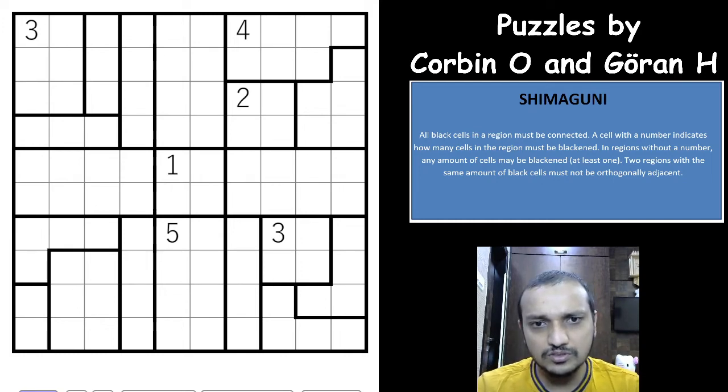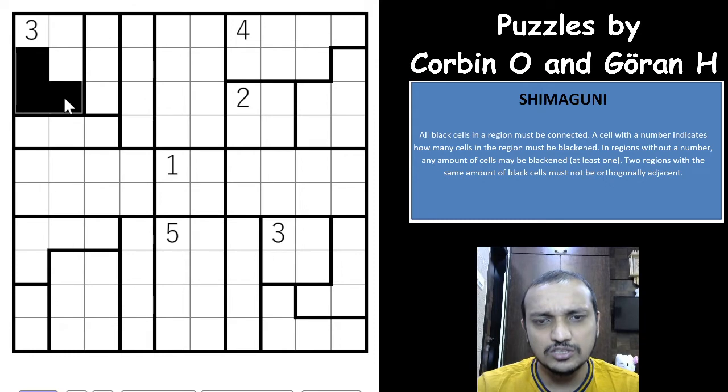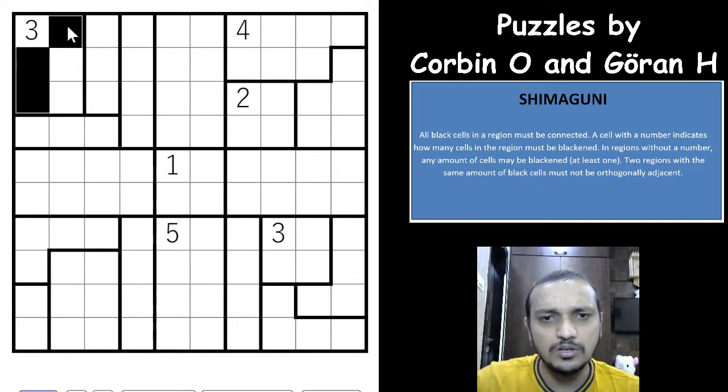So if this is a 3, there have to be 3 cells shaded, but all the 3 cells would have to be connected to each other. So you cannot have it in this way, right? This is not possible.